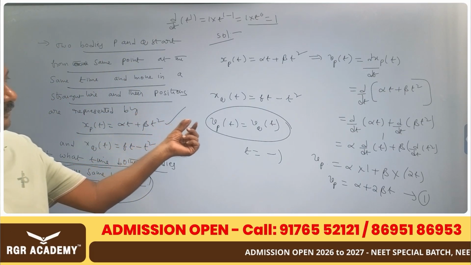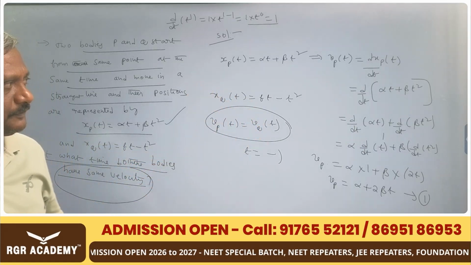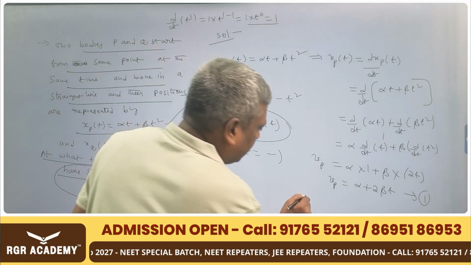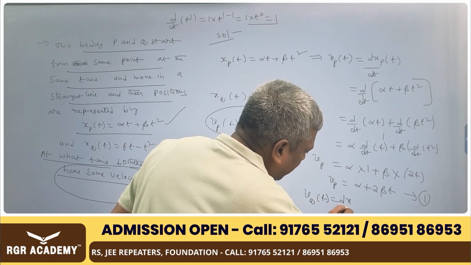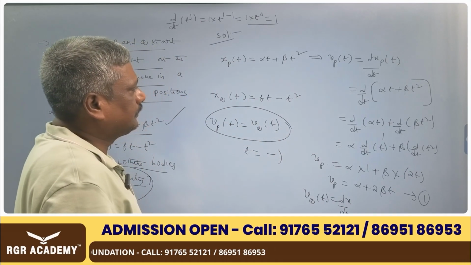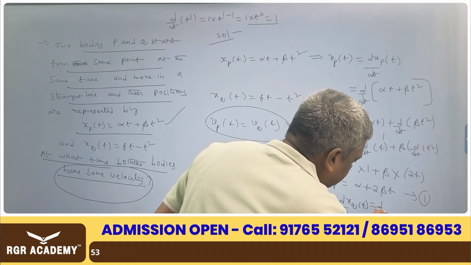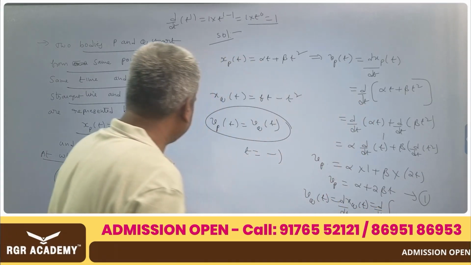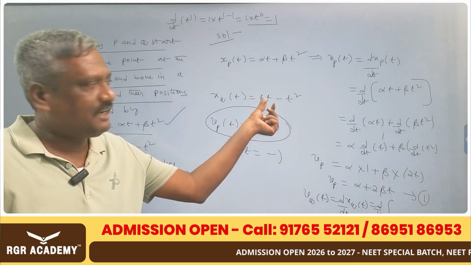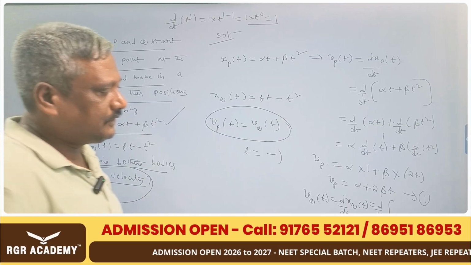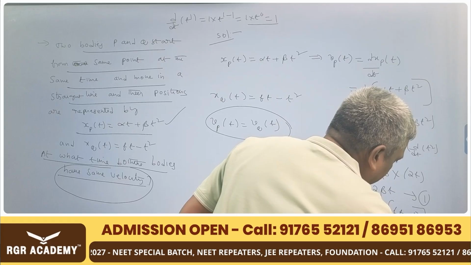Now let us find the velocity of the particle Q. That is equal to dx by dt of q, which is d by dt of xq. The value of xq is given as ft minus t square. Now substitute here: d by dt of ft minus t square.